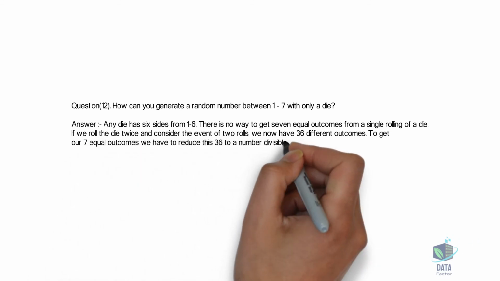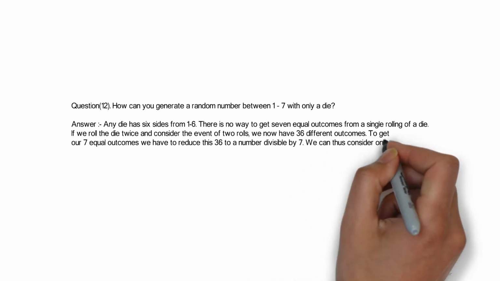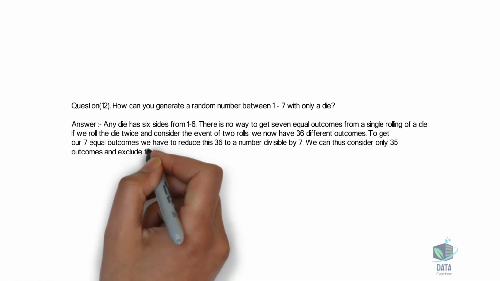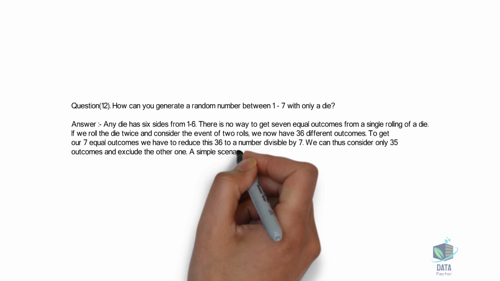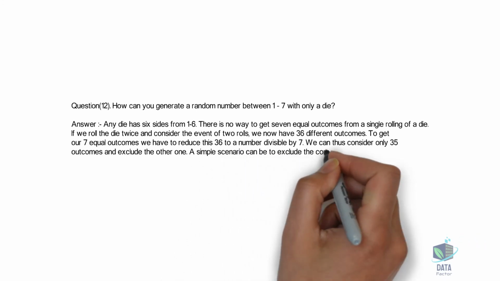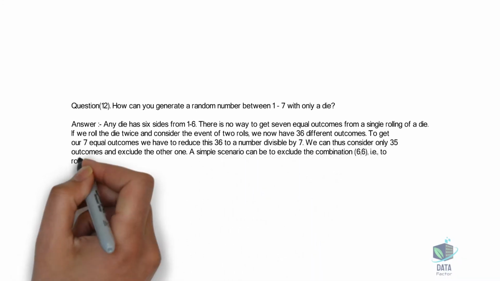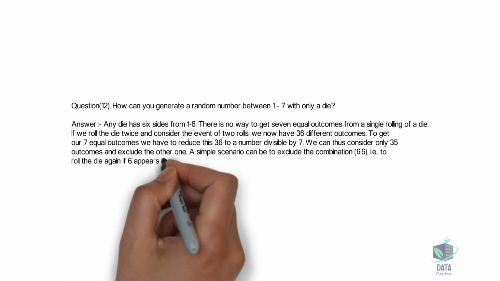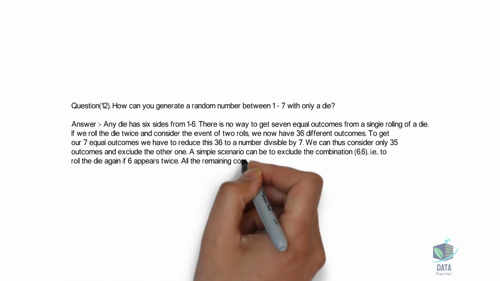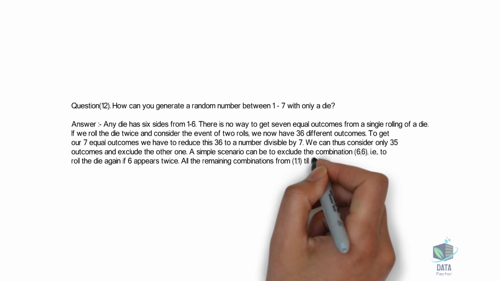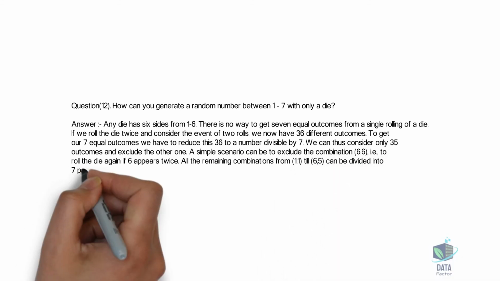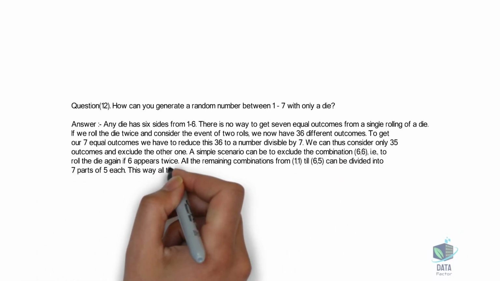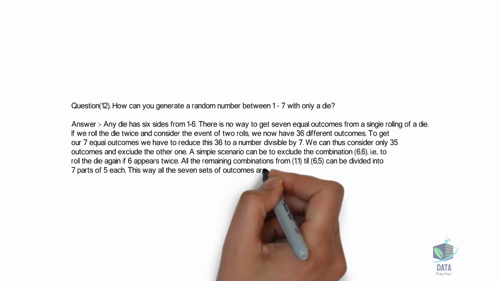We can thus consider only 35 outcomes and exclude the other one. A simple scenario can be to exclude the combination 6, 6, i.e., to roll the die again if 6 appears twice. All the remaining combinations from 1, 1, till 6, 5, can be divided into 7 parts of 5 each. This way all the 7 sets of outcomes are equally likely.